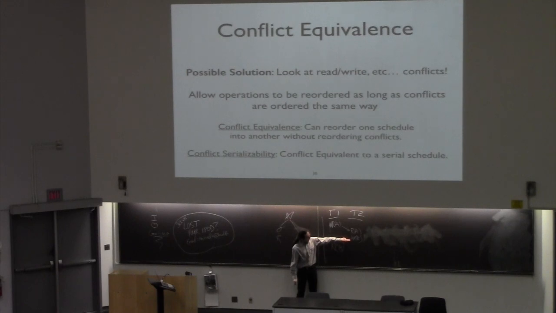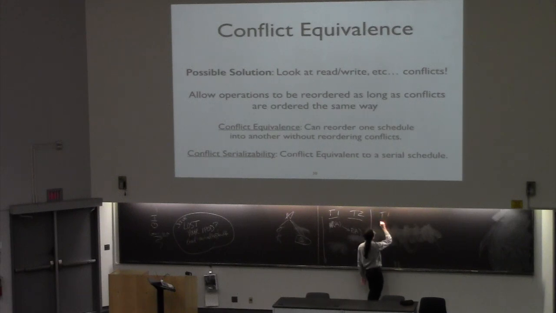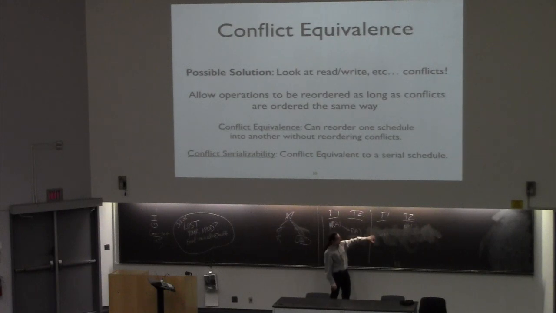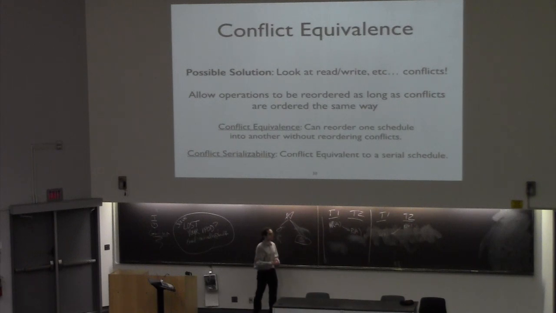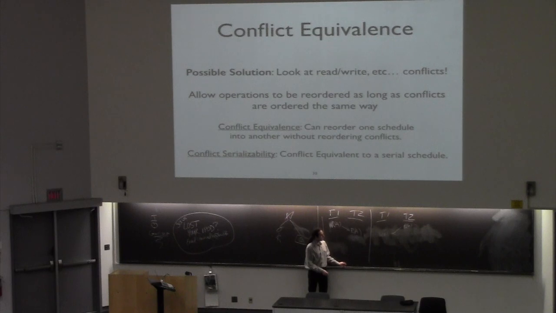Now I have another schedule. This is a schedule that contains exactly the same set of operations, but in this schedule, transaction two performs its interaction first. So these two schedules would not be conflict equivalent, because the order in which the interactions happen, the dependence graph of these conflicts, is different.